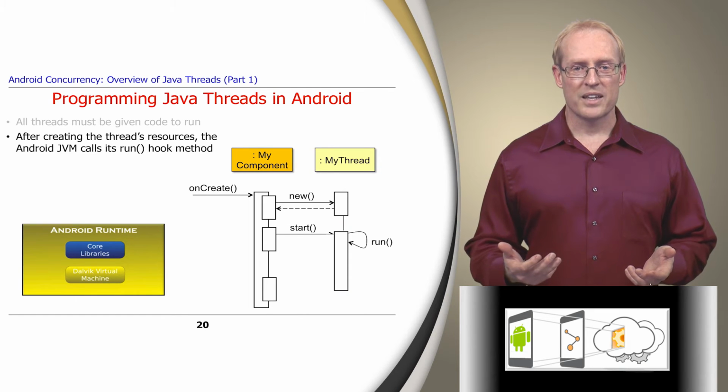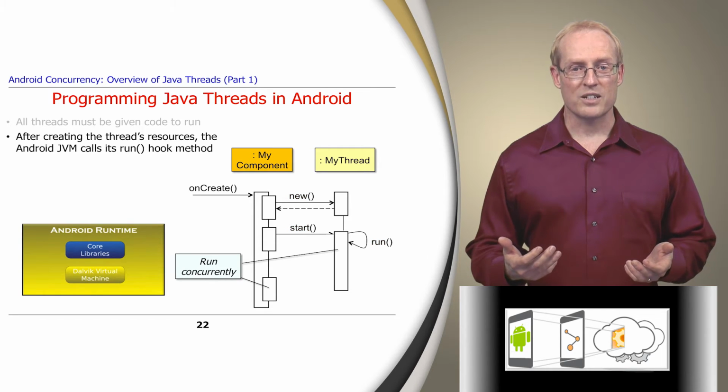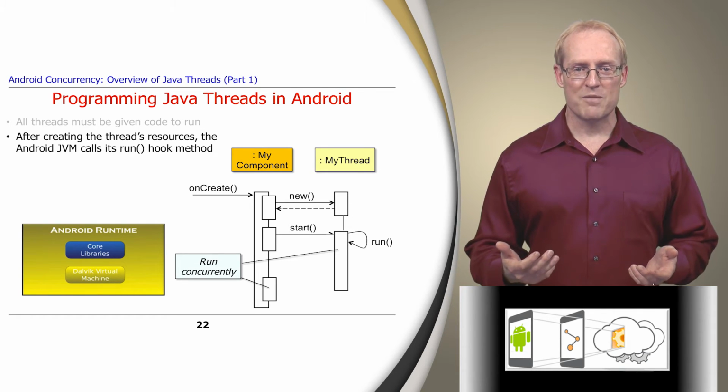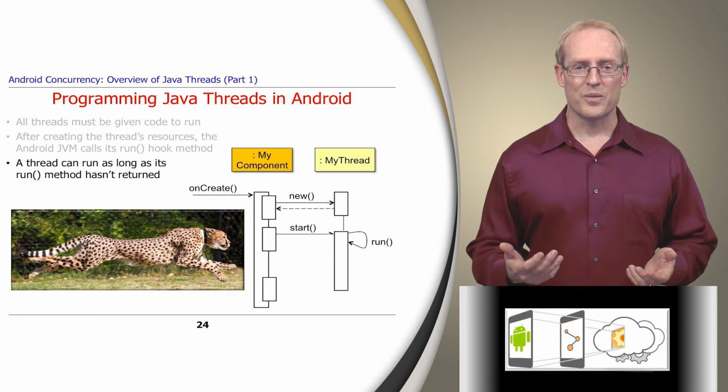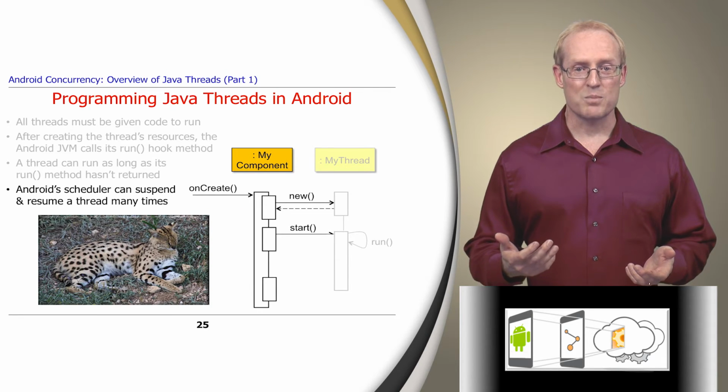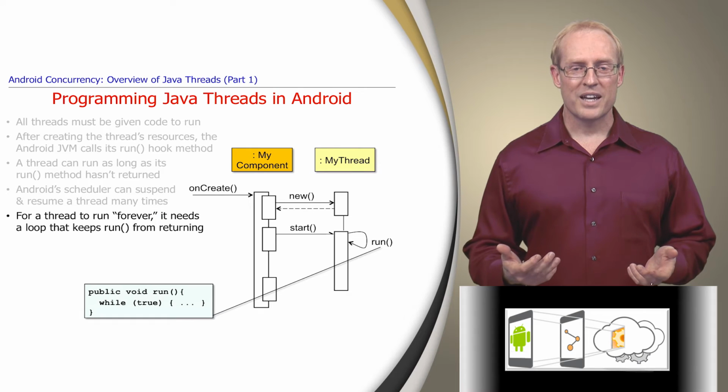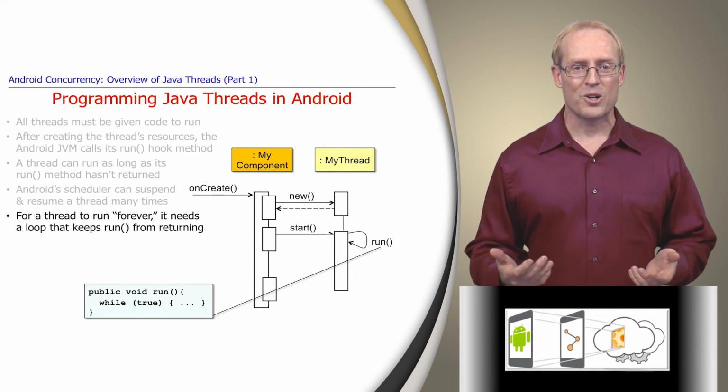Regardless of how a thread is created, the Java virtual machine, known as Dalvik on Android, creates the thread's resources and invokes its run hook method when another thread calls start on the thread instance. That run method can execute concurrently with respect to other computations in other threads. It can call blocking I/O operations on network connections and files, receive messages from a looper and process them, etc. You can generally run any code in a thread, though Android restricts GUI operations to the user interface thread. A thread can execute as long as its run hook method hasn't returned, though the Android Linux thread scheduler can transparently suspend and resume a thread many times throughout its lifecycle. If a thread needs to run forever, it requires some sort of infinite loop that prevents run from returning.